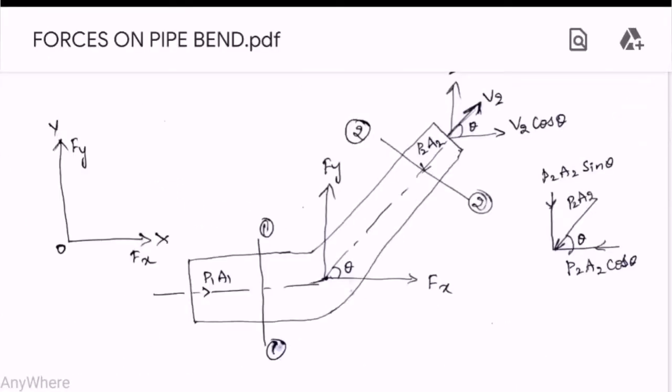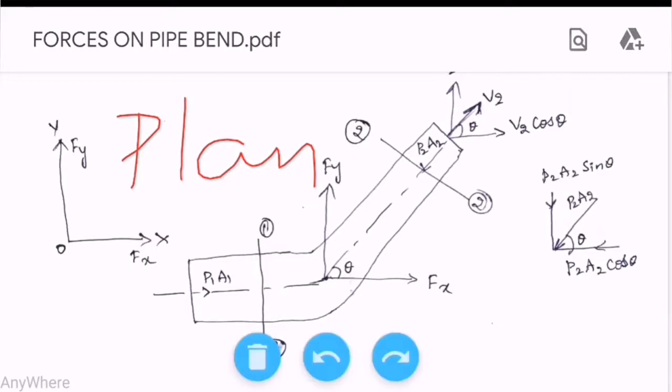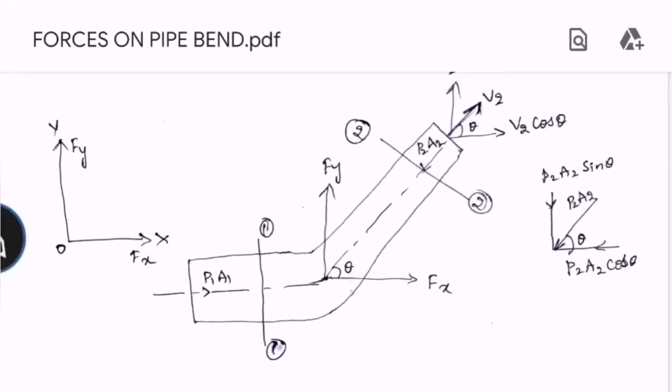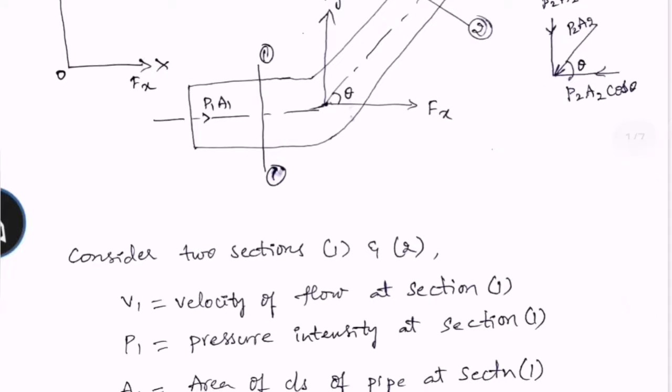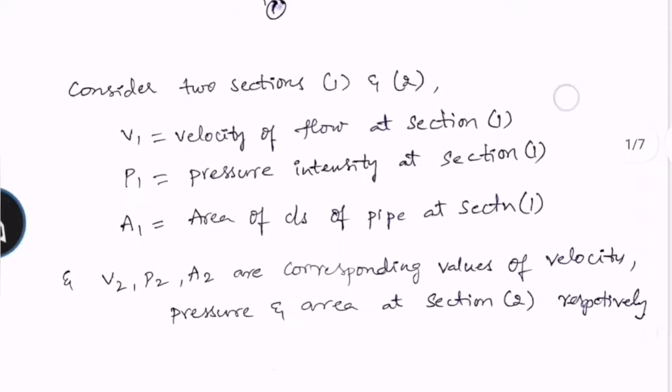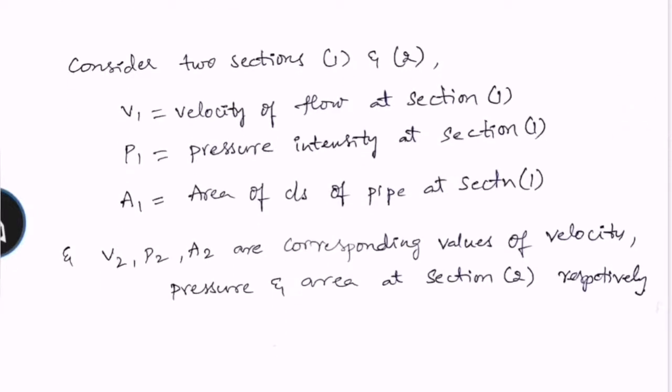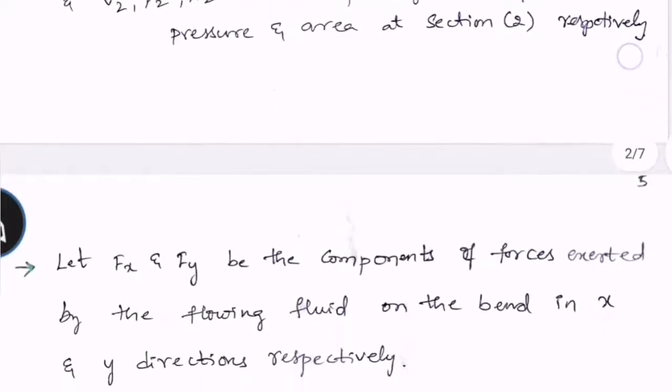We can say that this is only the plan of a bent pipe. It is not the elevation, it is not the front view, it is the top view of a bent pipe. Please do remember this point. So you can see the forces that are acting on a pipe bend. They are very simple. The first one is V1, velocity of flow at section 1, and P1 is pressure intensity at section 1. Next we have A1 as area of cross section, and in the same manner V2, P2, A2 are the corresponding values of velocity, pressure and area at section 2 respectively.